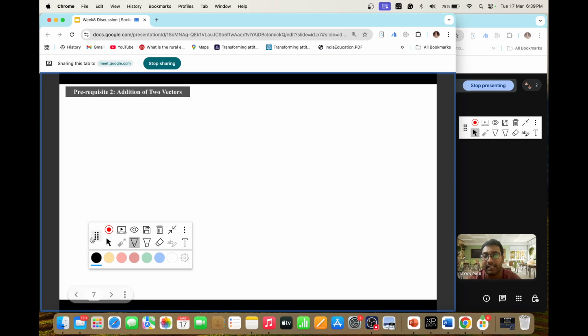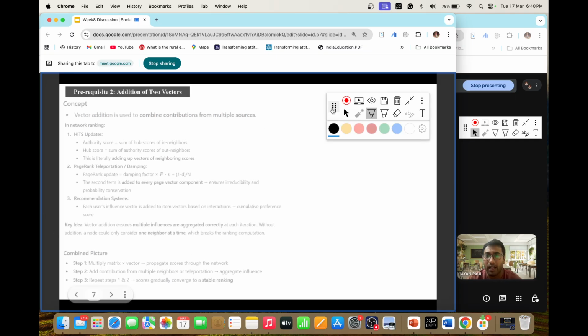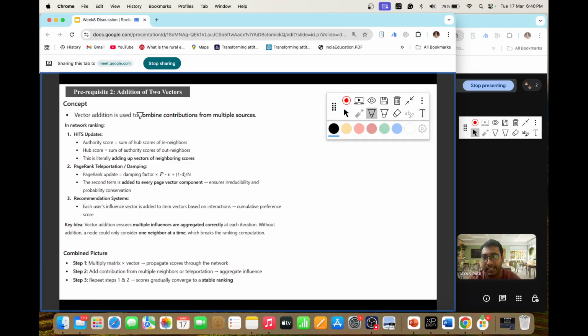Now we have another prerequisite, that is addition of two vectors. Vector addition is used to combine contributions from multiple sources. In network ranking, HITS updates authority scores as the sum of the hub scores of all neighbors, and hub scores as the sum of authority scores. This is literally adding two vectors. Similarly, in PageRank, with teleportation damping, we are adding this.